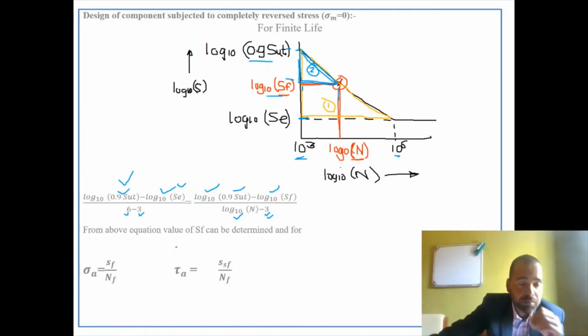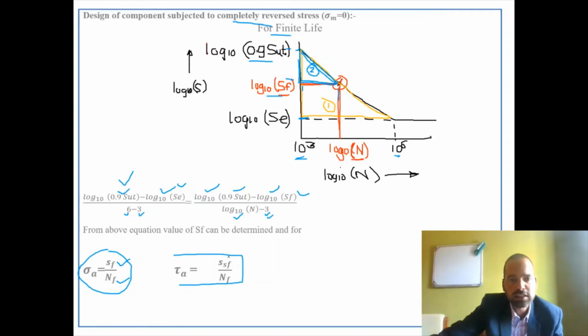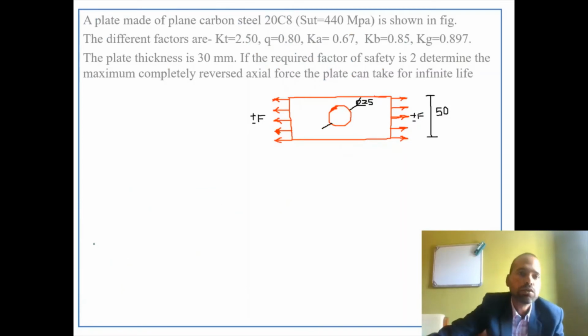So any one parameter would be known, and we have to find out the other parameter. This is the way we design the component subjected to completely reversed stress for finite life. And if the fatigue strength is known, we can find out the stress amplitude by the equation SF upon NF, and the stress amplitude for shear stress, that is SSF upon NF. Again, SSF is equal to 0.5 times SF, right? While discussing the problem, we'll analyze how this diagram is used for solving the problem in case of completely reversed stress for finite life. So we'll take one problem for a component subjected to infinite life and one problem for a component subjected to finite life.